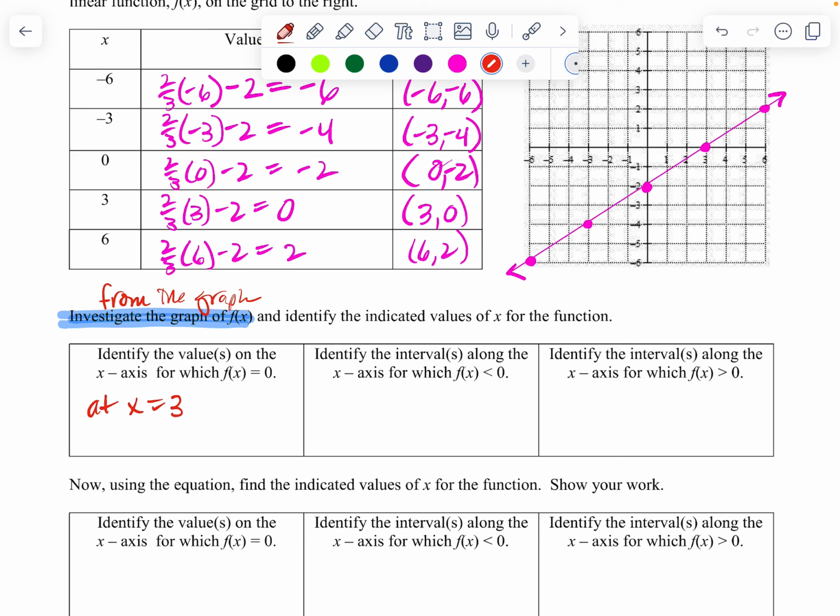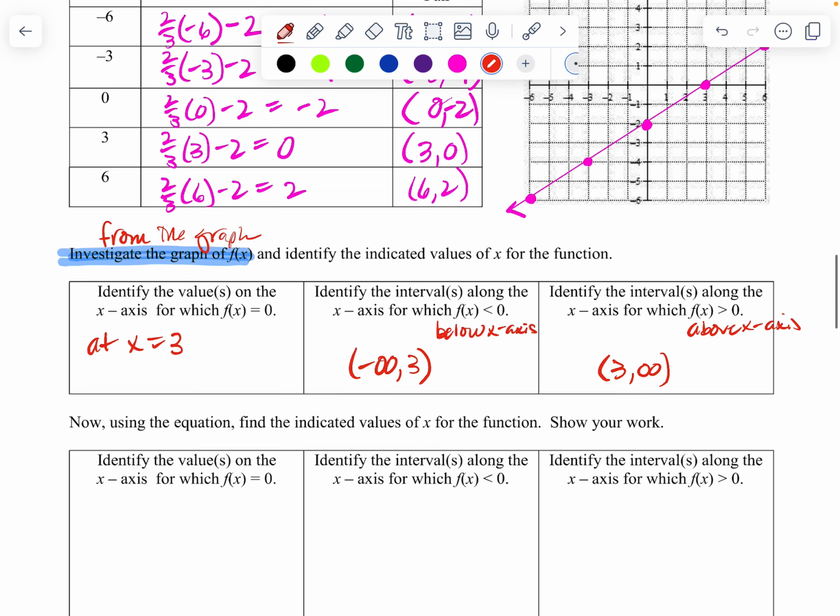Okay? Then it wants to know, when is f of x less than 0? So remember, less than 0 means below the x-axis. When is it negative? It's below the x-axis from negative infinity until we get to 3. Not at 3, because at 3 it actually equals 0. So it's below the x-axis from negative infinity to 3, and it's above the x-axis from 3 forever. All right, so we know how to look at that from the graph.